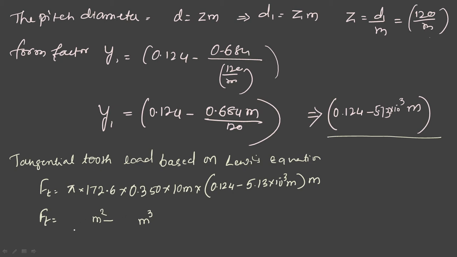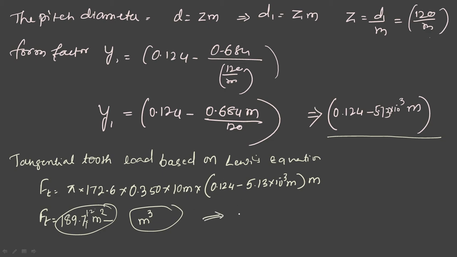Yashwantharao, 189.7 into 1.24 m square. Yes sir, 189.7 into 1.24 m square. Just simplify, you are going to get an m square minus m cube format equation. Now here m you will get into m square.